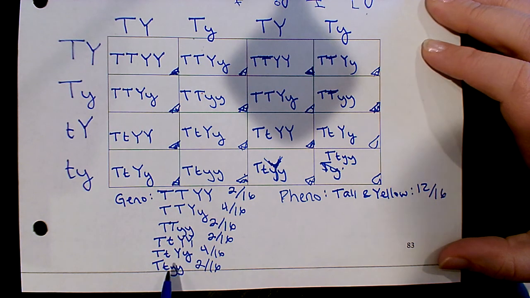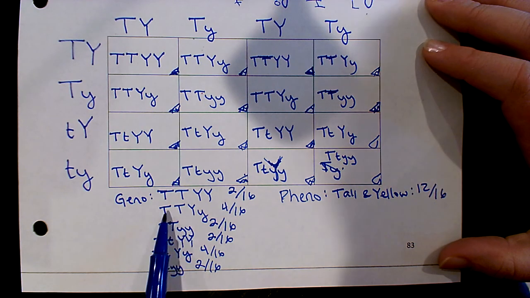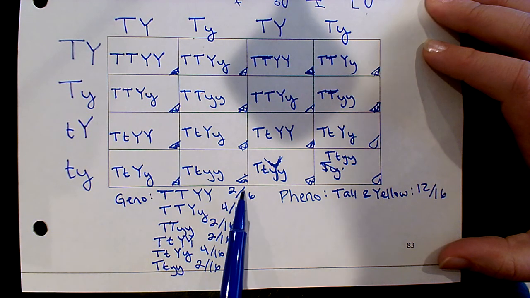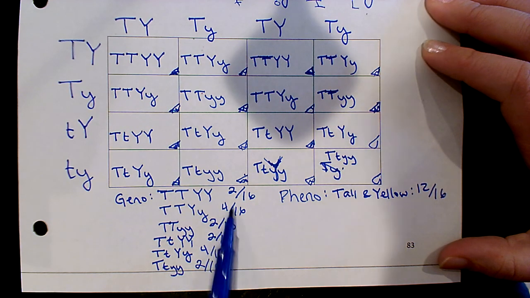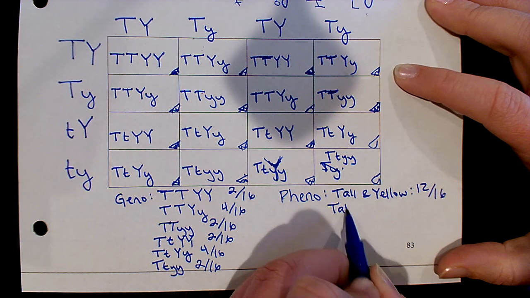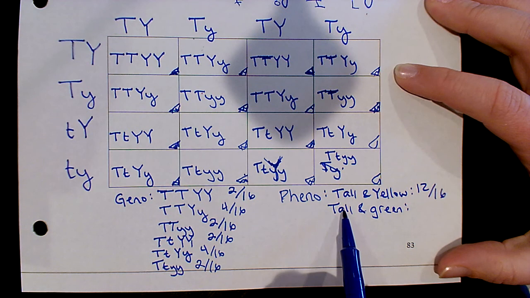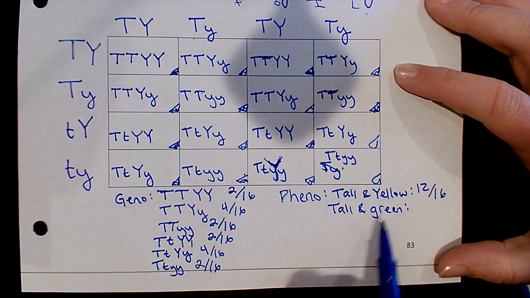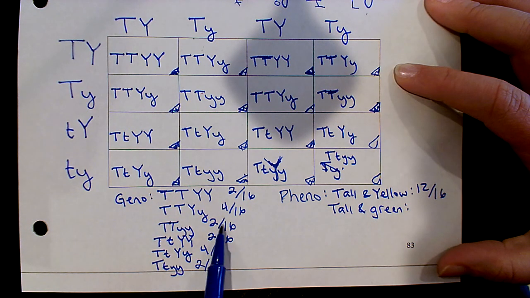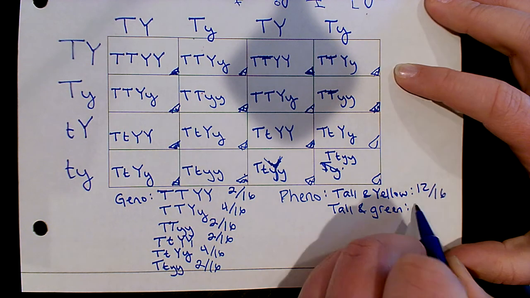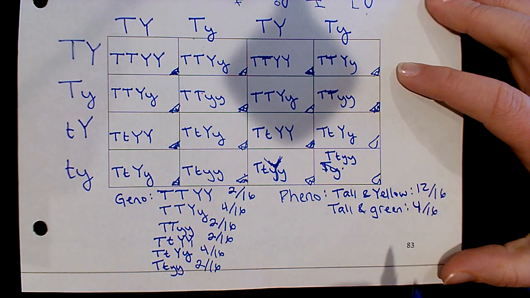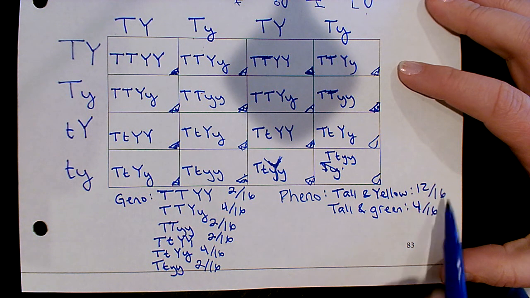Or you could look at what you already counted up. So these will be tall and yellow. These would be tall and yellow. These would be tall and yellow. These would be tall and yellow. And these would be tall and yellow. So that's 4, 5, 6, 7, 8, 9, 10, 11, 12. Then they could be tall and green. So this would be, they have at least one capital T, but 0 capital Y's. So that would be 1, 2, 3, 4. And that's it. Right? 12 and 4 adds up to 16.